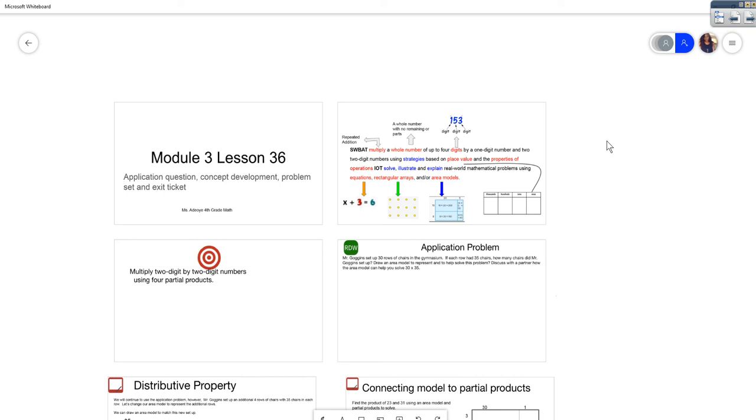Today you missed out on Module 3, Lesson 36, but that's okay. We're going to go over it right now. It's based off yesterday's lesson, so let's look at what we'll be able to do.